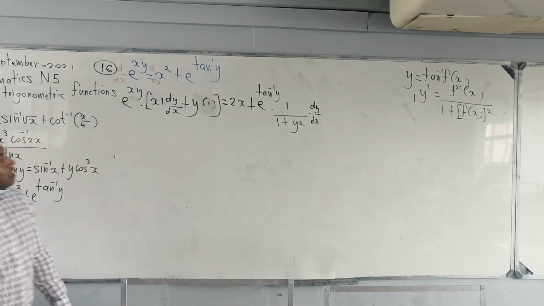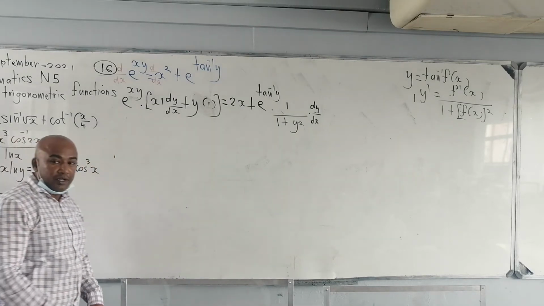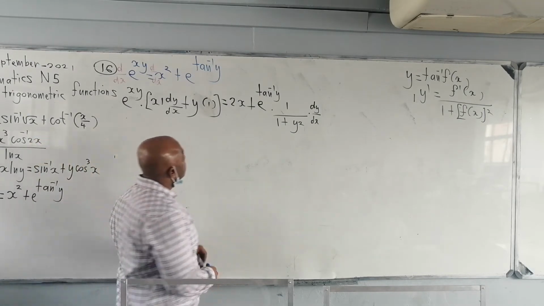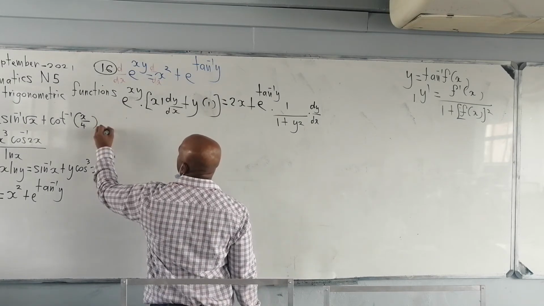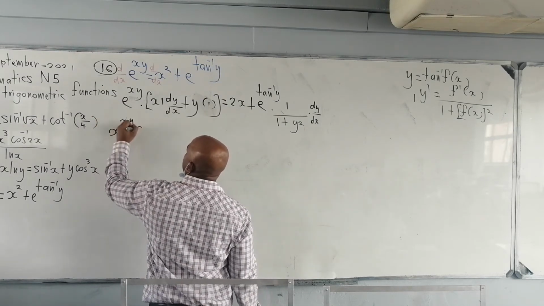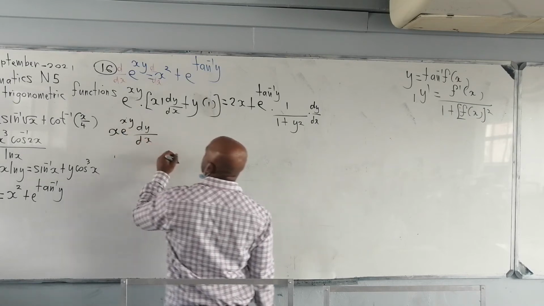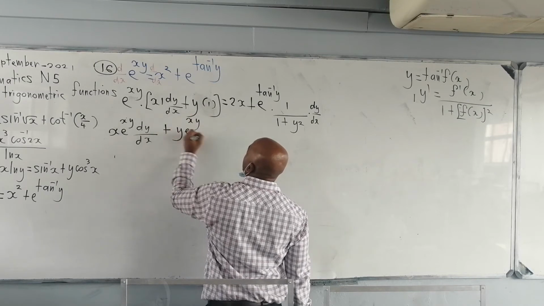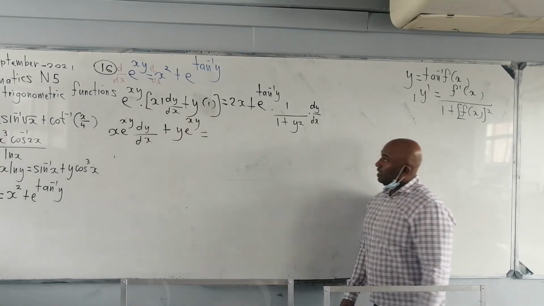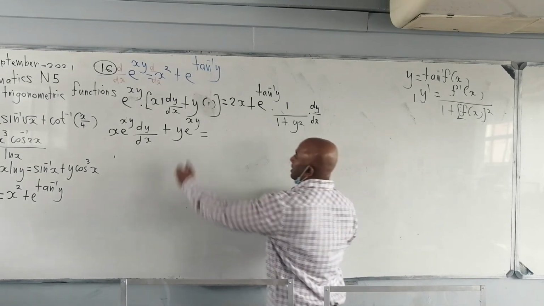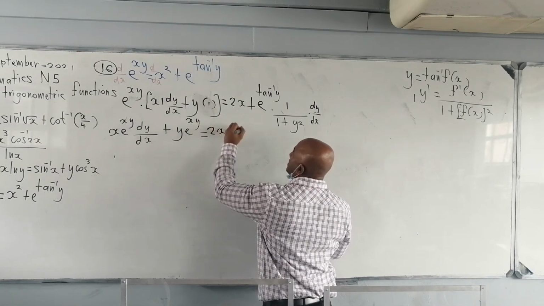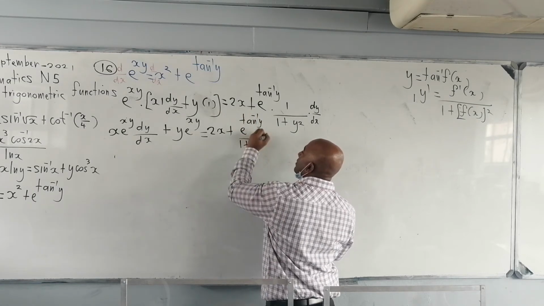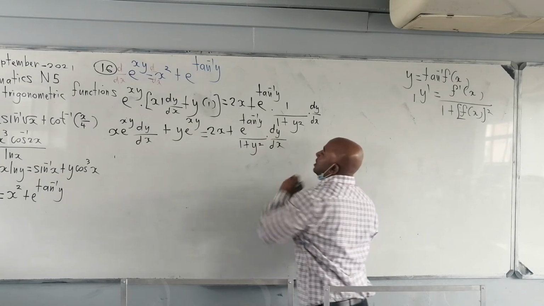Now we need to make dy over dx the subject of the formula. I have to remove these brackets here first. So let me remove the brackets. So now that's going to be x times e to the power xy times dy over dx. E to the power xy times y is y e to the power xy. Here, nothing for me to do on the right hand side, so that's just 2x plus e to the power inverse tan y over 1 plus y squared times dy over dx.